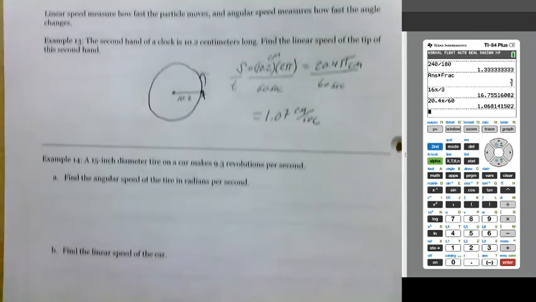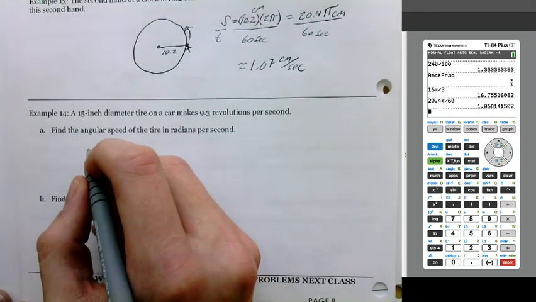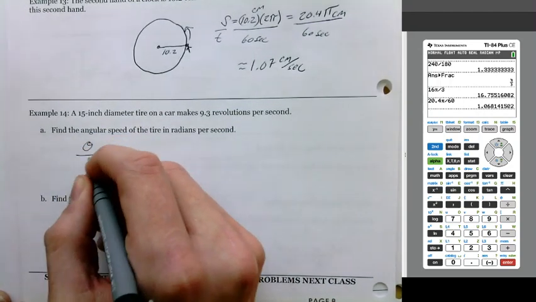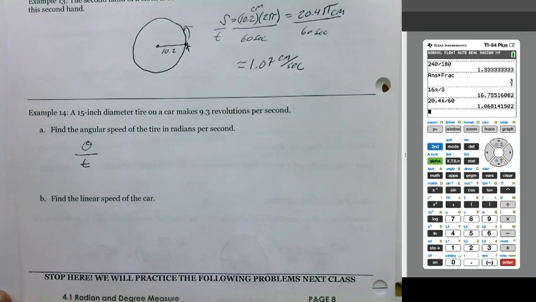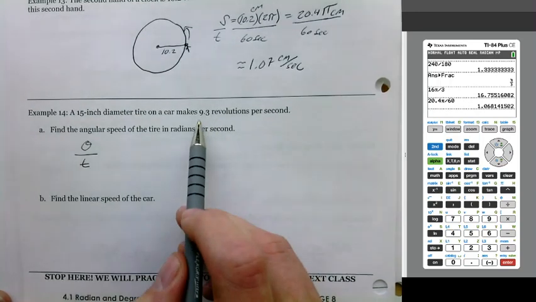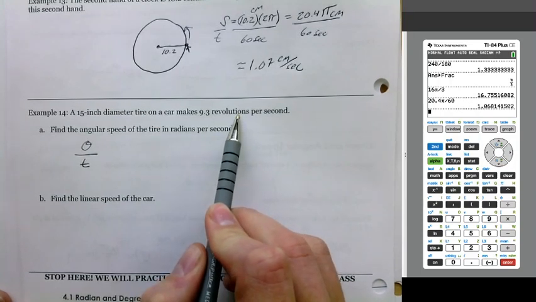All right? And then last example here. A 15-inch diameter tire on a car makes 9.3 revolutions per second. We want to find the angular speed first. So angular speed, if you recall, is just the angle we rotate through divided by the time it takes to rotate that angle. Okay, we're given revolutions, right? What's a revolution? A revolution is one way around a circle.